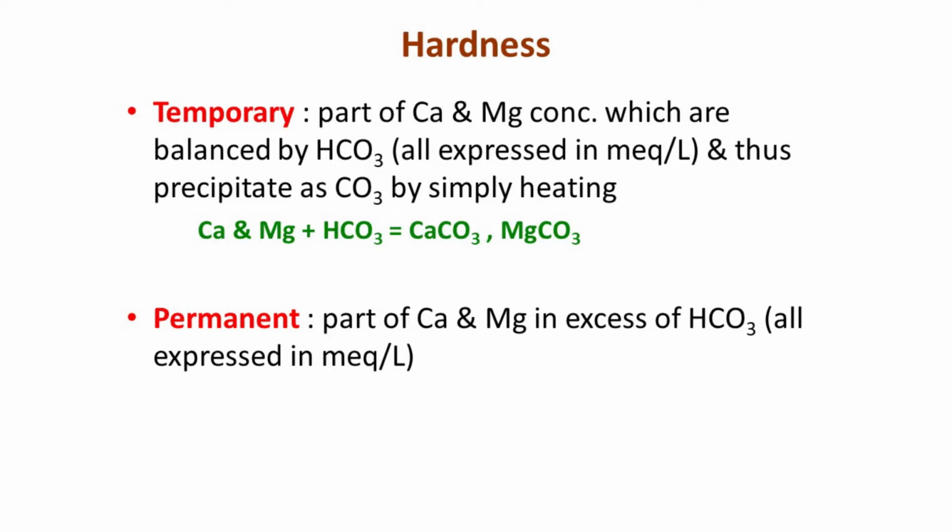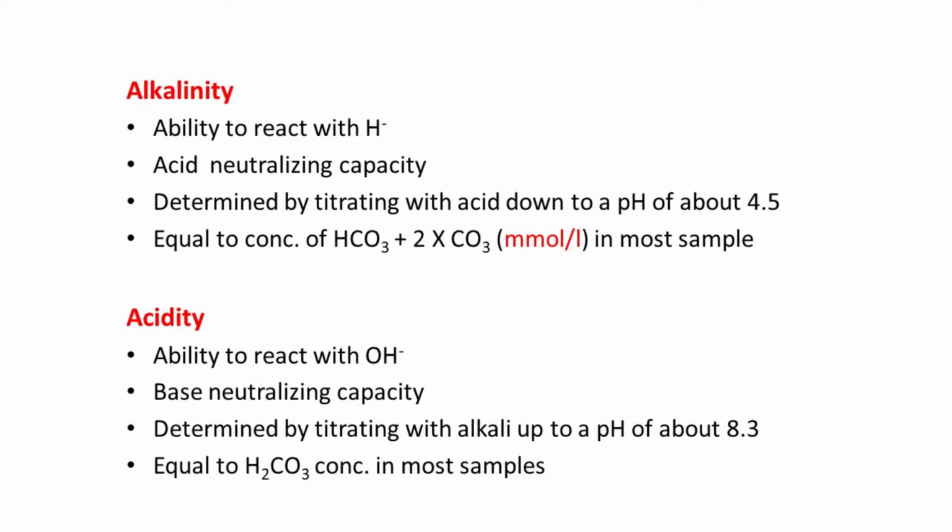The permanent hardness means the part of calcium and magnesium in excess of bicarbonate, all expressed in milliequivalent per liter. Now we'll talk about other parameters like alkalinity and acidity. Alkalinity means its ability to react with hydrogen ion, its ability to neutralize acids, and alkalinity is determined by titrating with acid down to a pH of about 4.5. This is equal to concentration of bicarbonate plus 2 into carbonate millimoles per liter in most of the samples.